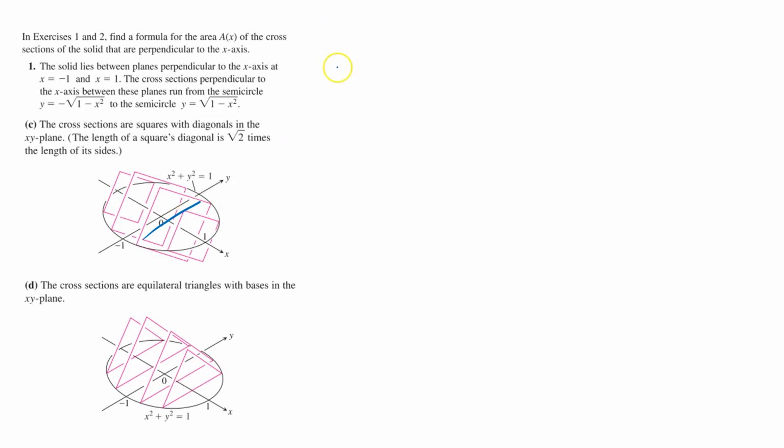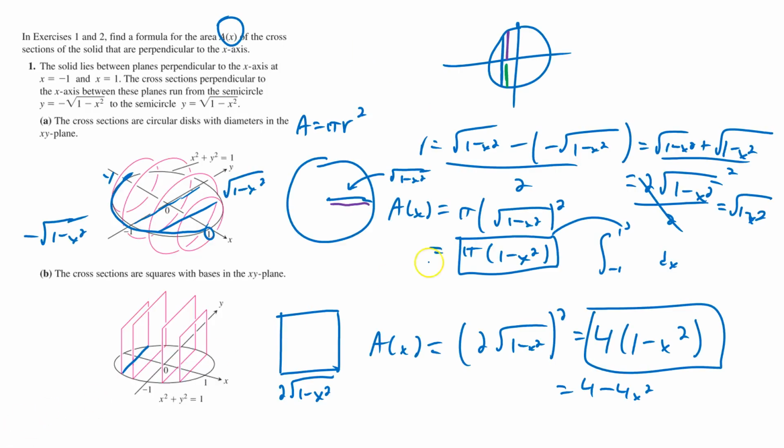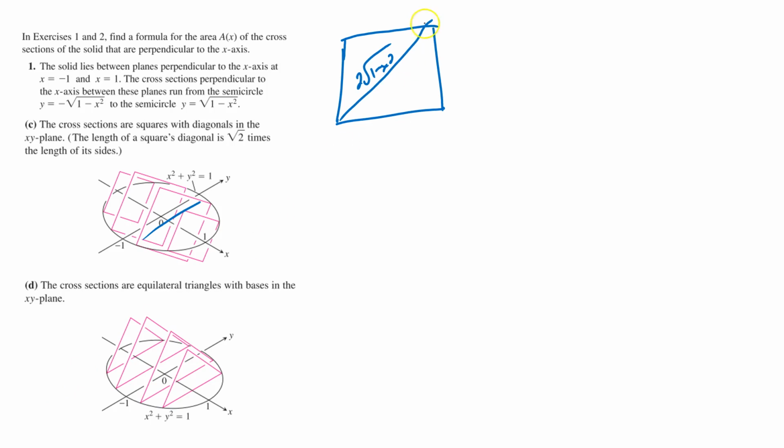So for these squares, if you take one of them, that distance across the middle, we've seen that a lot, right? That's going to be this entire distance. That's our 2√(1 − x²). We've seen that value a whole bunch of times, right? That was the entire diameter of the circle. It was the entire base length of the square. This time that is the diagonal. So if that's the diagonal length, just like we said before, the diagonal is root 2 times the length of one of its sides.